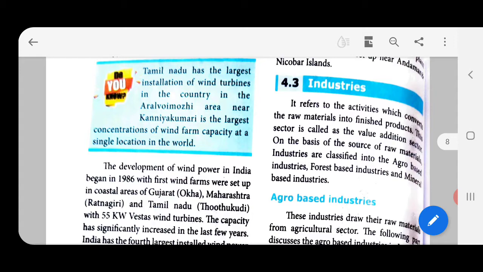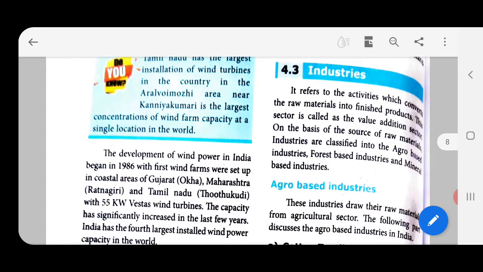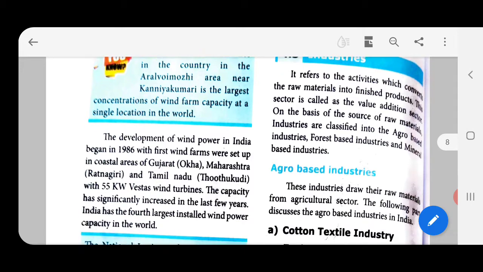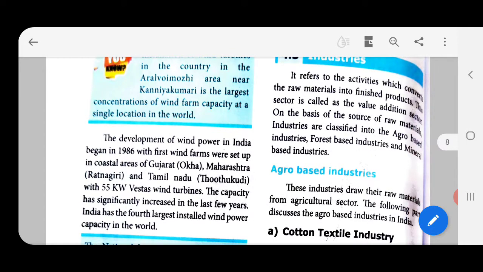So it refers to the activities which convert the raw materials into finished products. So what activity happens in an industry? You will get raw materials converted into products. This sector is called the value addition sector.